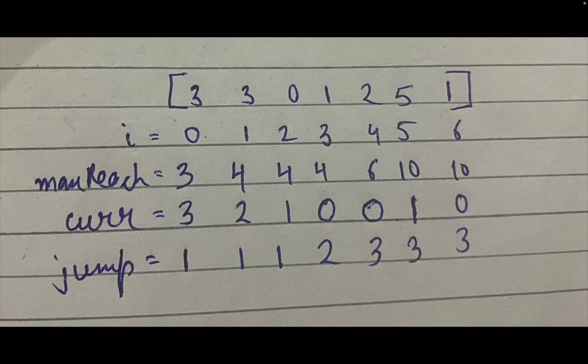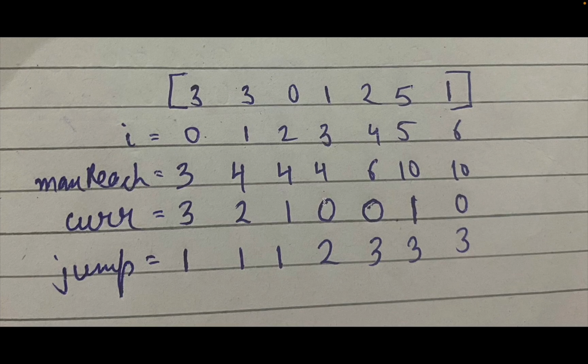Here 2 plus 0 is 2, so 2 is less than 4, so max reach will remain 4. Current will decrease by 1, so it will become 1, and jump will remain 1 only. Now when we reach here, I is equal to 3, max reach would again be 3 plus 1 is 4, and 4 is the maximum, so it will remain 4.